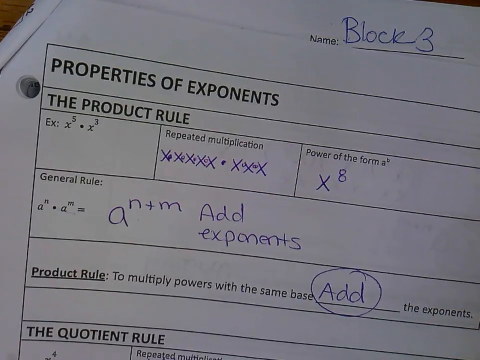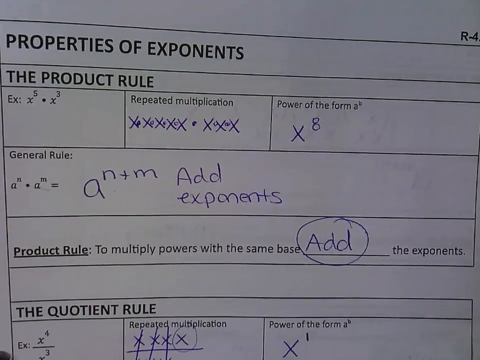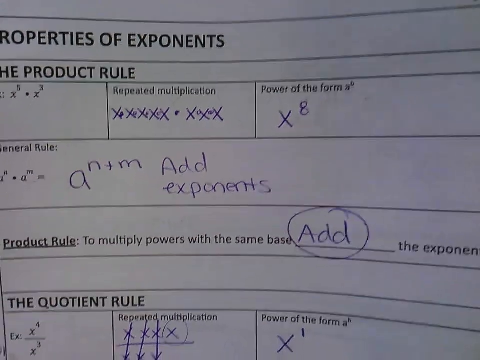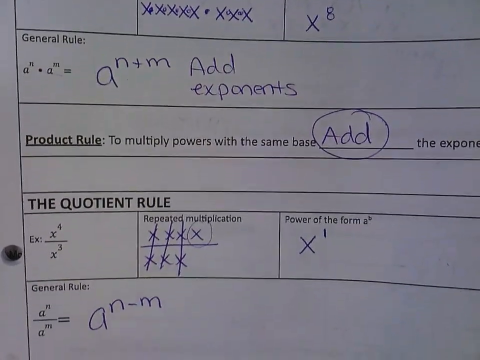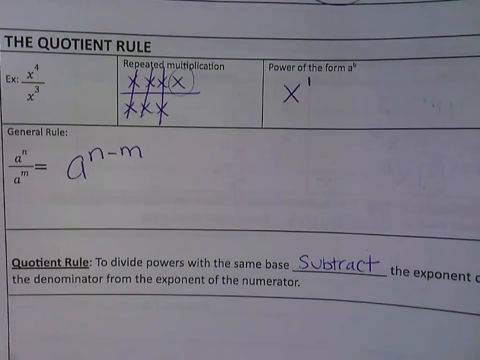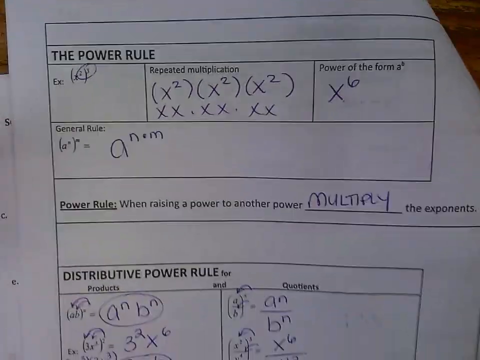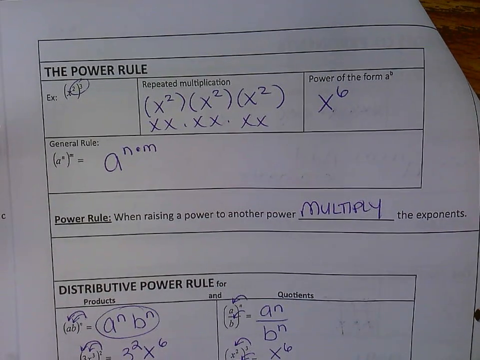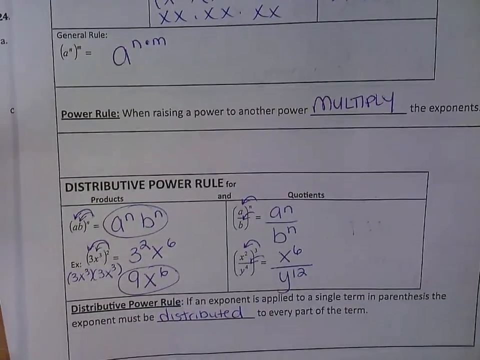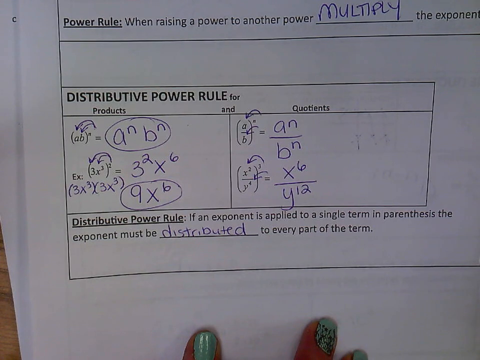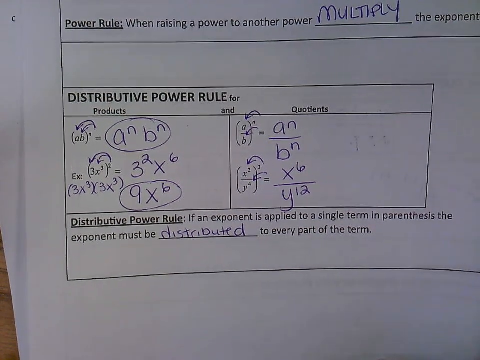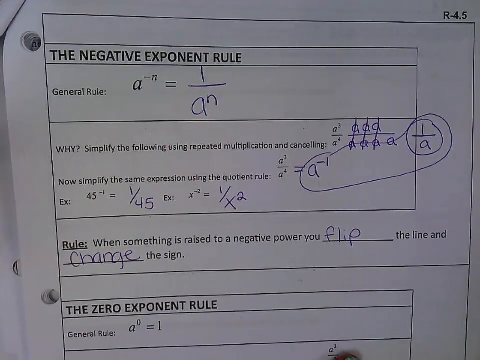Somehow I didn't hit unpause. So here is resource page 4.3. And I showed my repeated multiplication for the quotient rule. And then I somehow didn't press it for this page. Here's the power rule. So you can write it down and maybe pause the video if you need more time to write it. And the last one was the negative exponent rule.